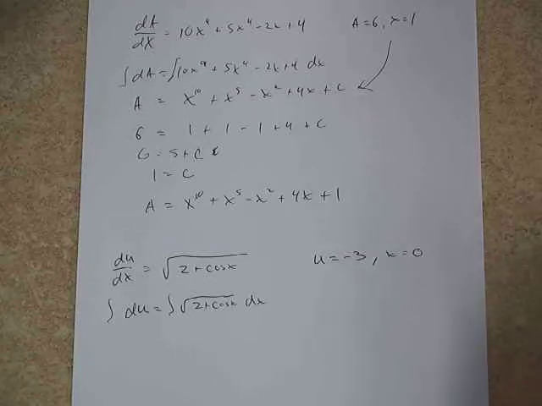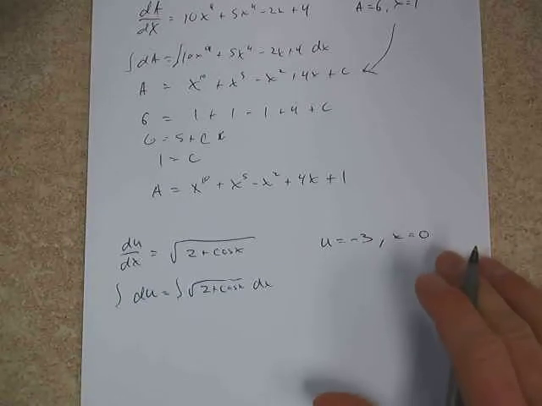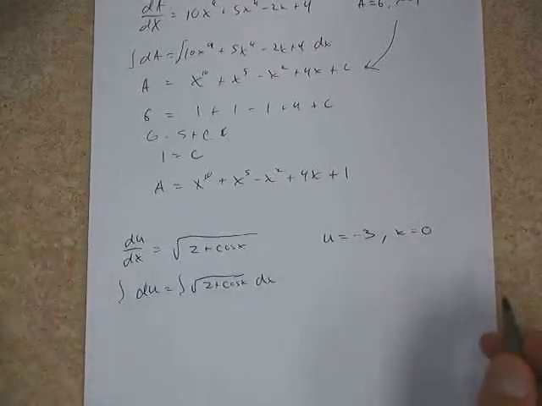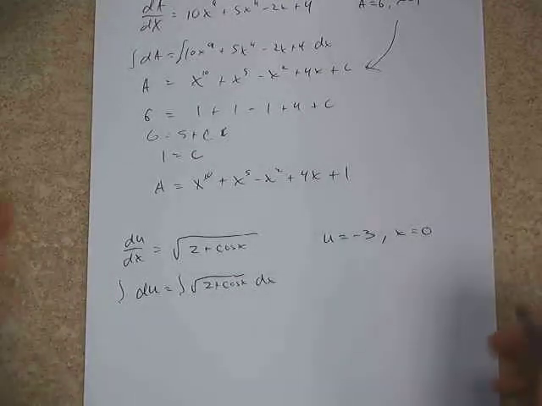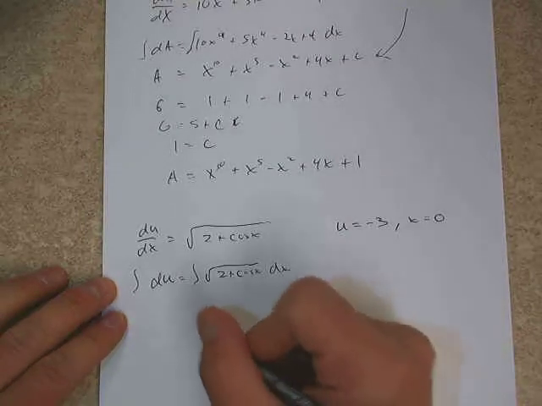If we try to substitute here the 2 cosine x, we're going to end up with a sine in our du, which there is no sine to deal with. So bottom line is there's really no good way to find an antiderivative for this at this point. So the question is, what do we do?